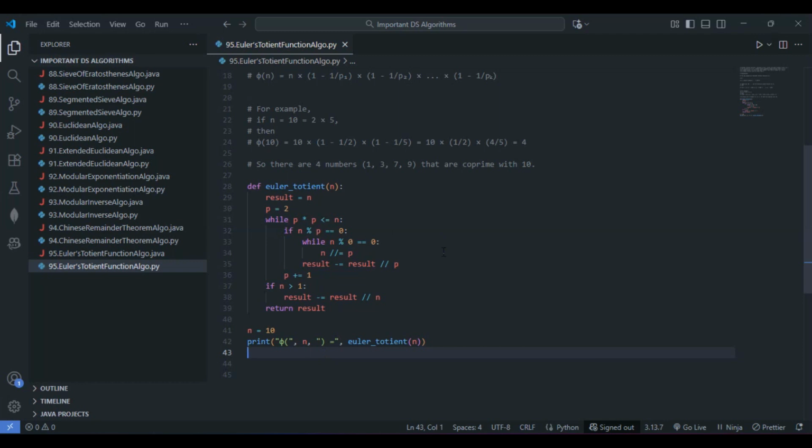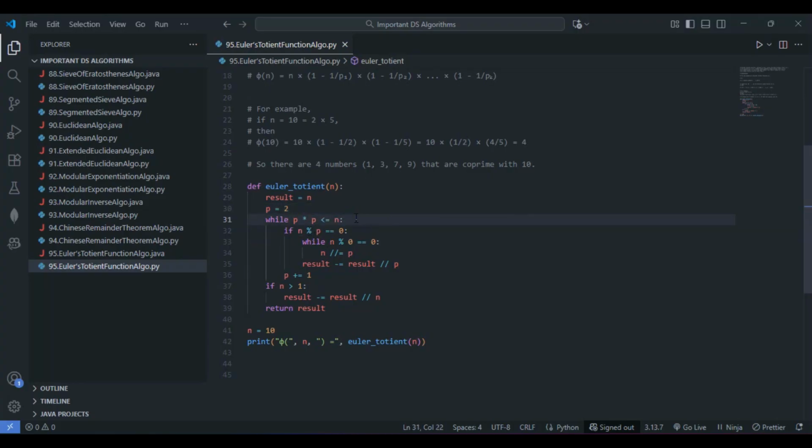Let me explain this one again, so that we don't forget the algorithm, right? So result equals n here. We are starting with the assumption that totient of n is equivalent to n, right? Next we are initializing p to 2, nothing but the smallest prime number to begin checking. We know this one, right? Next we are going with the while loop, line number 31.